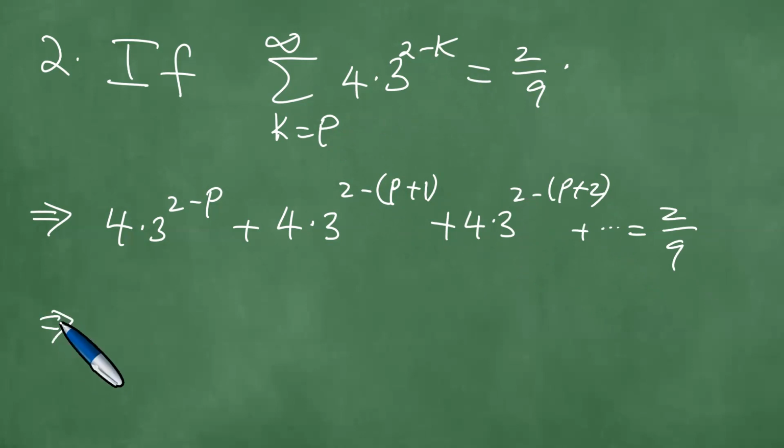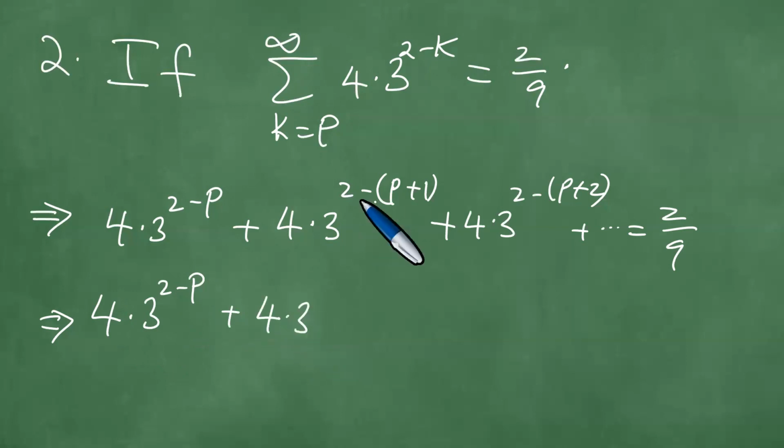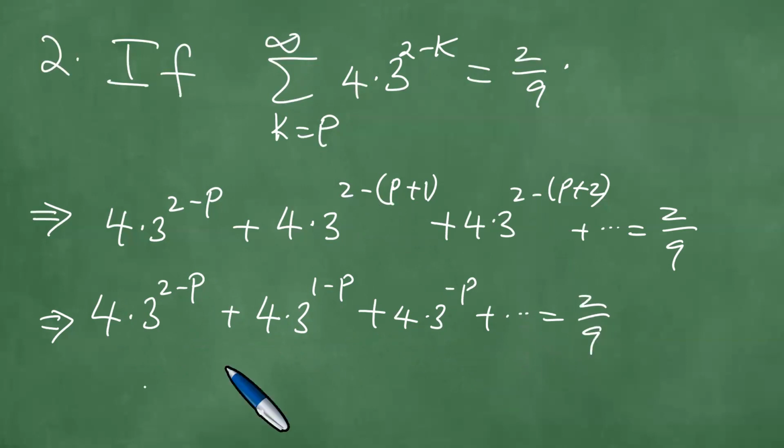So we're going to have the following: 4 times 3 to the power 2 minus p, plus 4 times 3 to the power, here it's 2 minus 1, which is 1 minus p, plus 4 times 3 to the power, here is minus p, and so on. So this is 2 over 9.